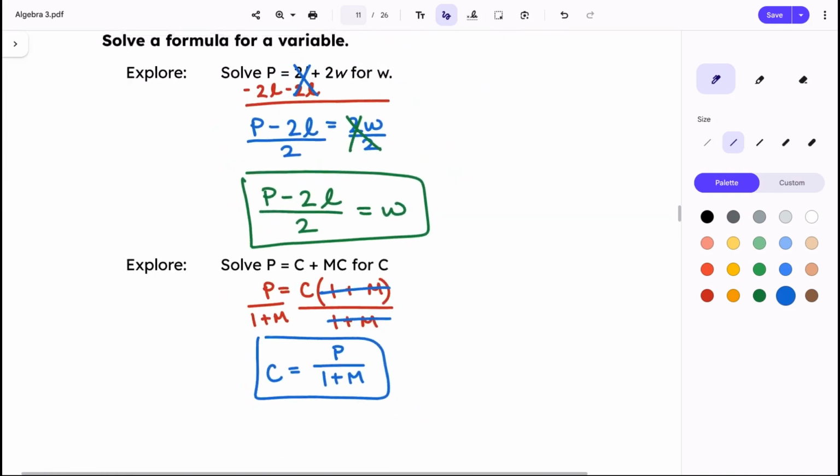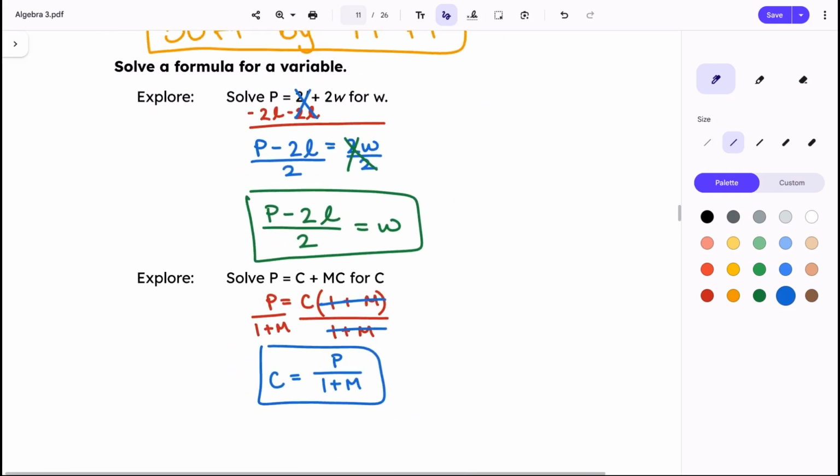Questions on those two where you're rearranging formulas? They're a little different. You're not going to get a number for an answer on those. You're just going to get another new formula that looks different. All right.